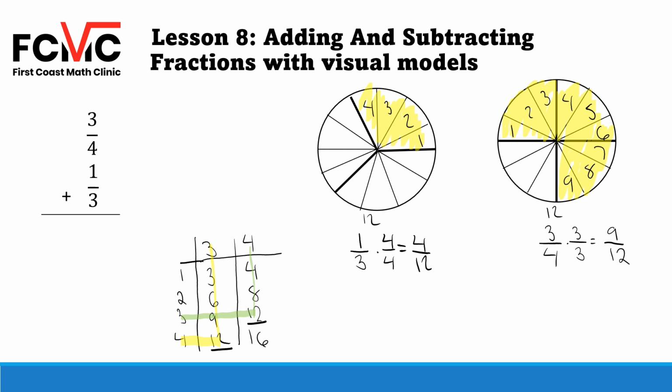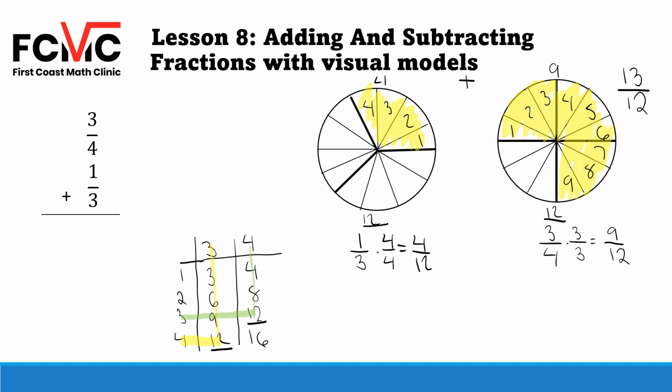So now we can easily compare because we have the same total number of pieces, 12 pieces and 12 pieces in each circle, right? So we've got 4 pieces here, 9 pieces here. We add those up and we've got 13 total pieces. So this fraction is going to be 13 out of 12.